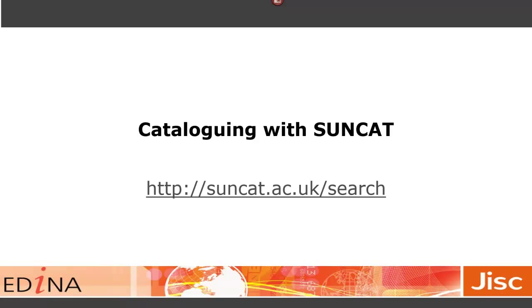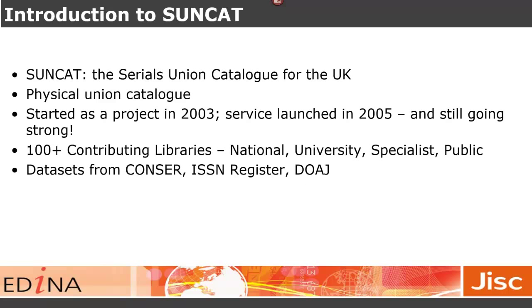So let me give you a bit of background regarding SUNCAT, which hopefully you will have heard of, otherwise you wouldn't be attending this webinar. SUNCAT is the Serials Union Catalogue for the UK and is a physical union catalogue, and that means we take the bibliographic records and their associated holdings from all of our contributing libraries. We normalise the data and put it all into a single database. We started as a project in 2003 and launched as a service in 2005.